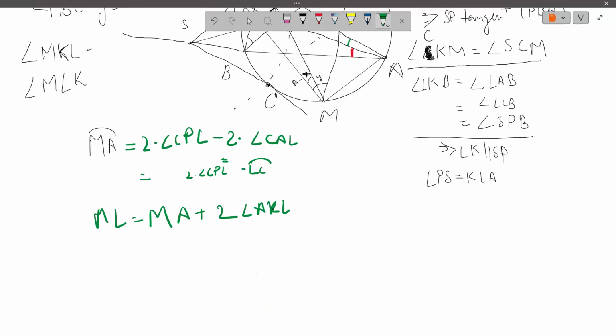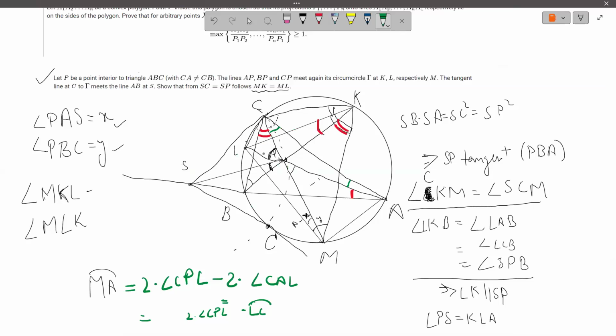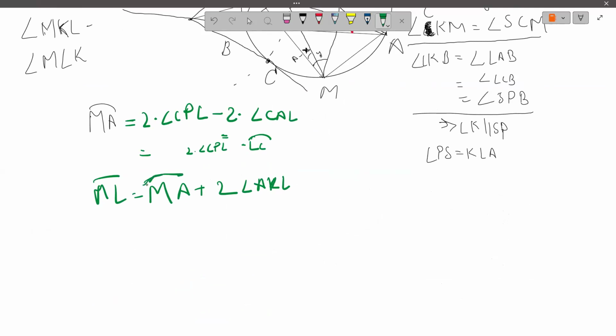AKL or ALK, I don't even know which one it is, but I get the point. Wait, which one is AKL according to your diagram? You mean this one, right? My diagram isn't correct, but I get the point. Okay, you can change the wording then. No, it's fine, I understand your wording. So then you can substitute for MA, and what do you get for that? For MA, you would get twice angle CPL plus angle A.